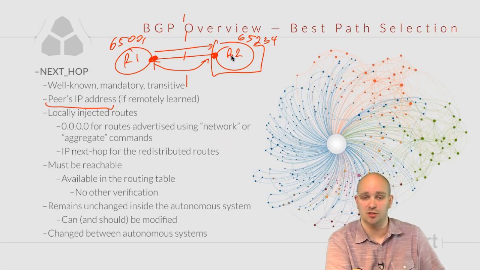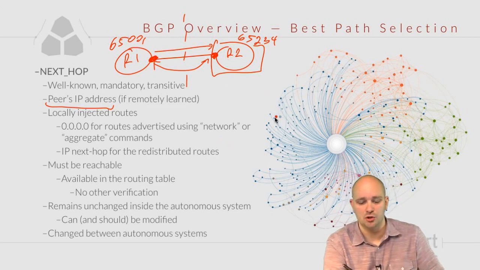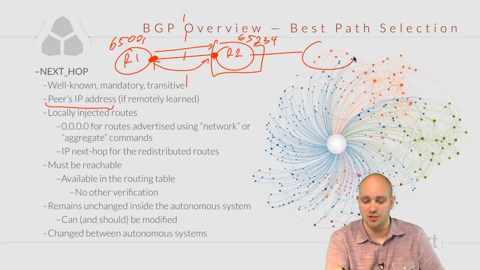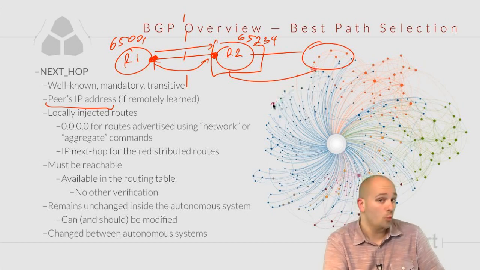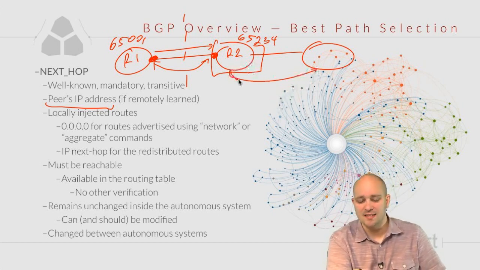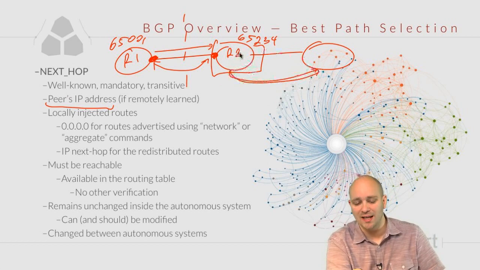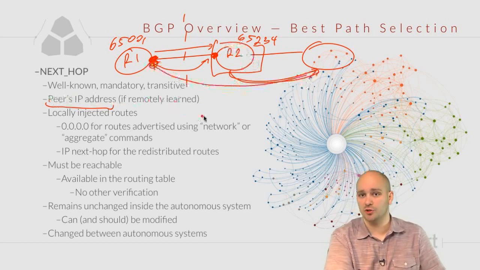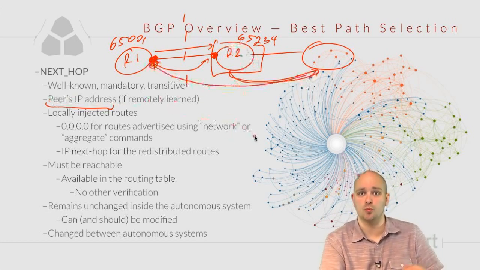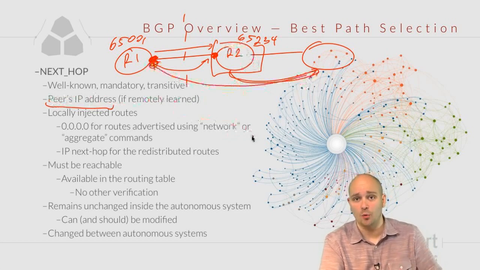In case of external sessions, this will always be true. When we have internal sessions, and we are yet to talk a great deal about the internal sessions, the next hop by default will not change. So when this next hop here is advertised, it won't actually be the peer's IP address. It would actually be this IP address here. So it's very important to understand when the next hop changes, what it changes to, and how it propagates.